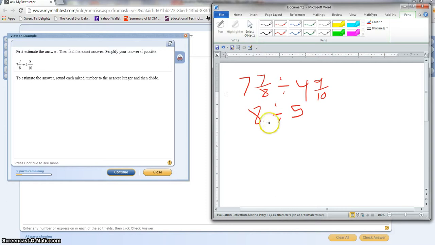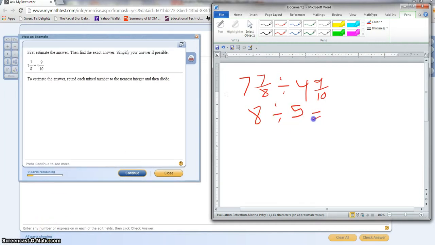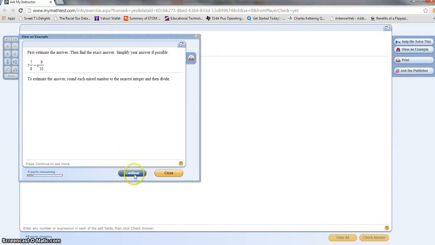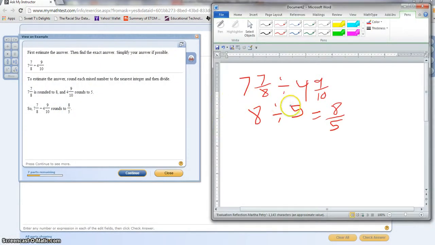Now, if you read here, it says to estimate the answer, round each mixed number to the nearest integer and then divide. Okay, now we have 8 divided by 5, which is just 8/5. Now let's go through this here. This is the example. If we press continue, we have 7 and 7/8 is rounded to 8, and 4 and 9/10 rounds to 5. We continue. So we will have 7 and 7/8 divided by 4 and 9/10 rounds to 8/5. And that is your final answer for the rounding portion of this problem, as we see here. This is what we have.